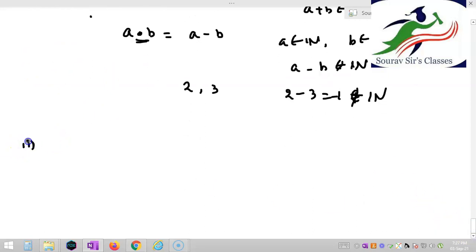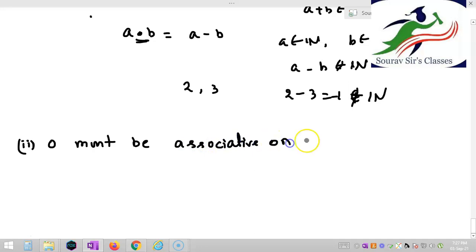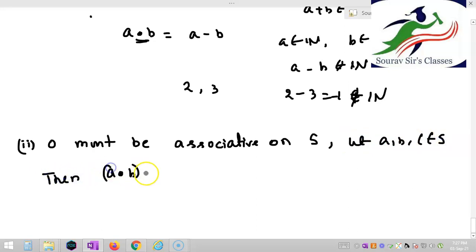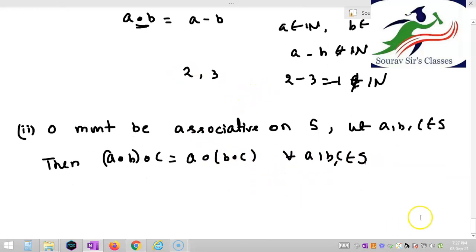Next property: this composition must be associative on S. What does it mean? It means if you are taking three elements, let A, B, C belong to S, then (A compose B) compose C is equal to A compose (B compose C) for all A, B, C belonging to S. Okay, then this composition must be associative on S. This is the second property.